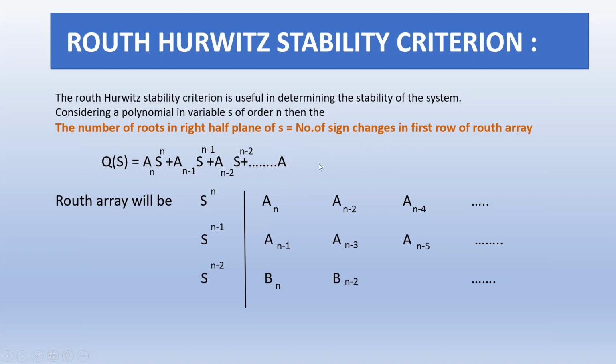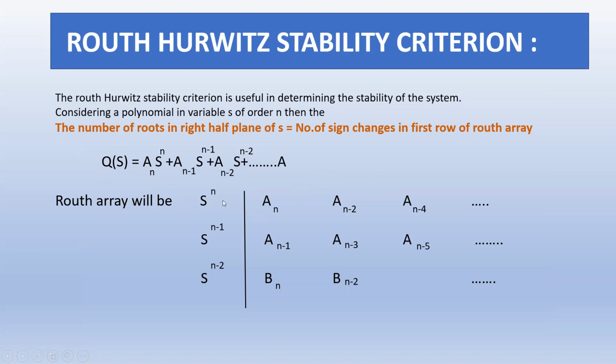Let us apply our knowledge: if we are given a characteristic equation of a closed loop system, how can we comment on the stability of the system? So let us start. This is the characteristic polynomial, which is of order n. We have the coefficients a_n s power n plus a_(n-1) s power n minus 1 plus a_(n-2) s power n minus 2 and so on up to a_0. We need to find the Routh array for this polynomial first.